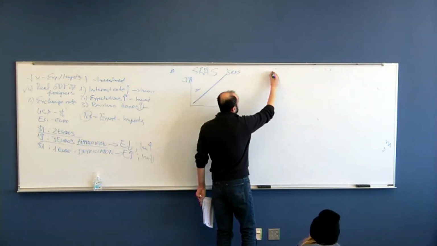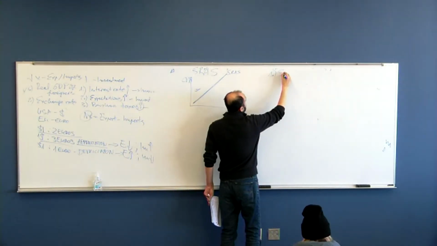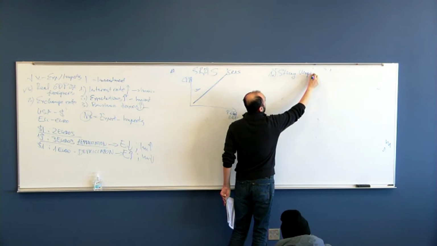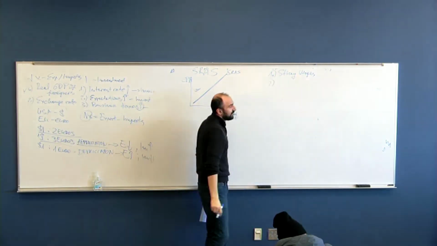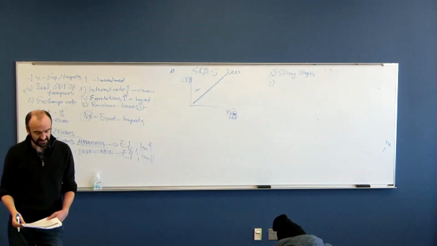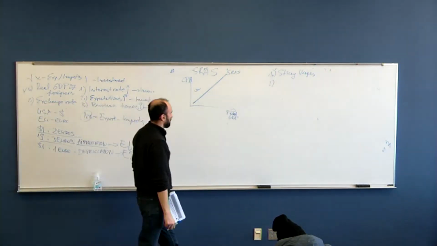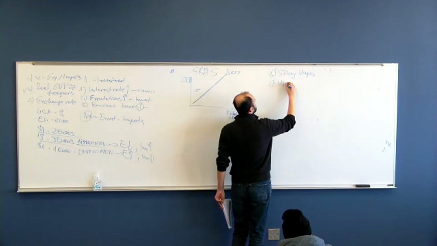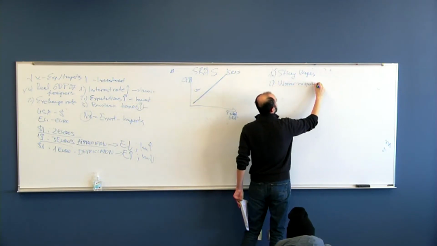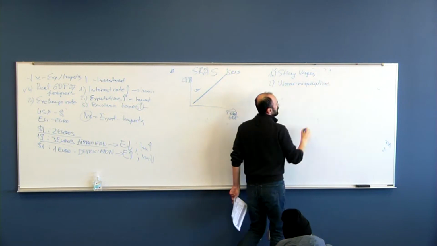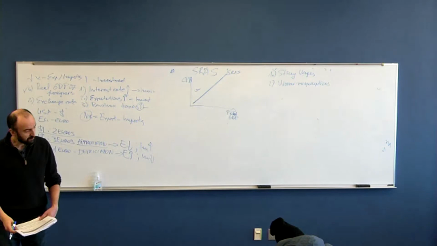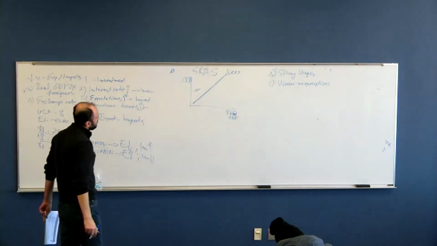The first one is something called sticky wages. And the second one is, let's say, worker misperceptions. Let's find out. Let's see the misperceptions of what exactly. So let's start with the sticky wages.